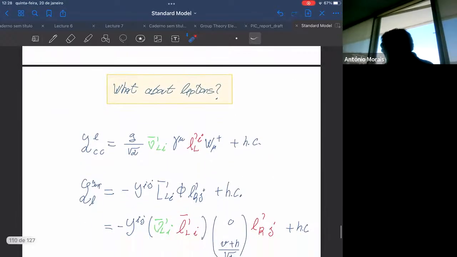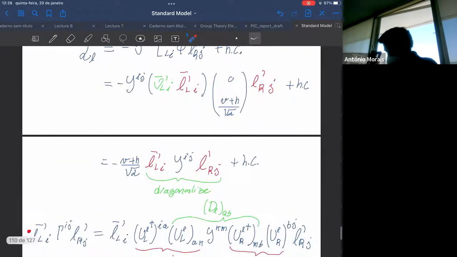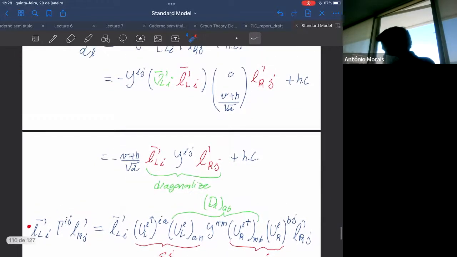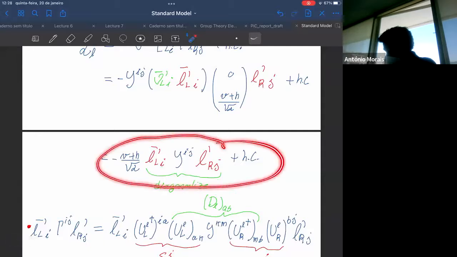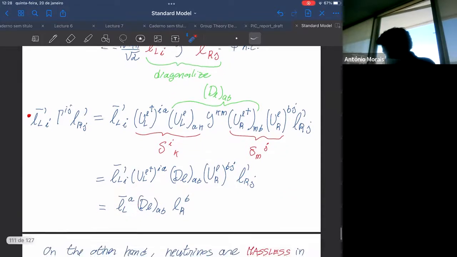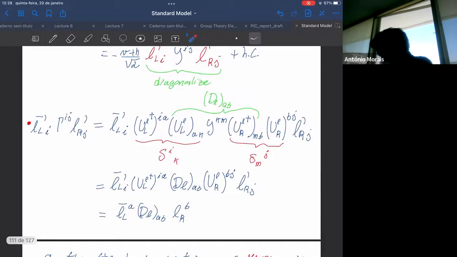So this is what we have seen so far for leptons. This is repeating the process. Again, we can diagonalize it. I'm not saying anything new here. So diagonalize the Yukawa part, and you get again the same structure. So we have a diagonal mass matrix, diagonal lepton here. So you have a way of writing your L in terms of the primed fields, from the flavour basis to the mass basis.